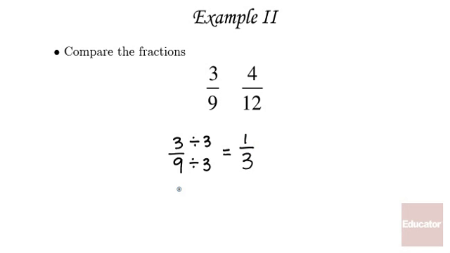Now for 4 over 12, I also know that there's a common factor between the top number and the bottom number. So I'm going to take the common factor, which is 4, and divide it into the top and into the bottom.